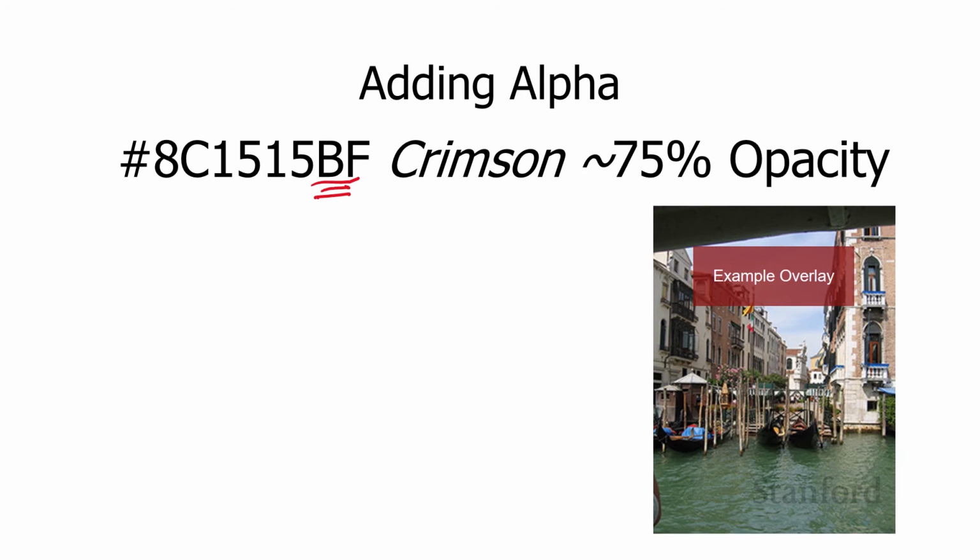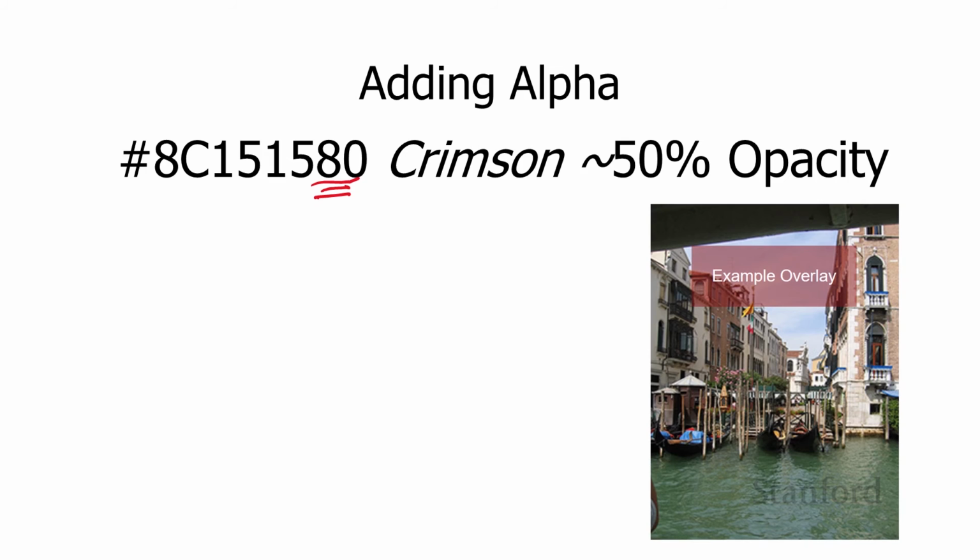So we're going to reduce it slightly. Here's 75%. I've gone from FF to BF. And if you look at the example overlay over our image of Venice, you can see you're starting to be able to see Venice through the crimson background there. And that's because it's not at full opacity. It's now at only 75% opacity.